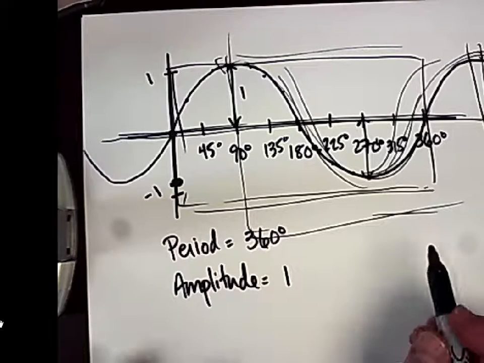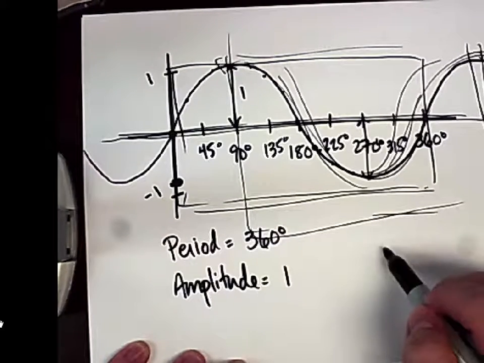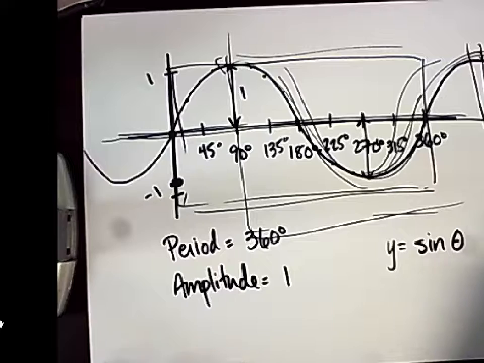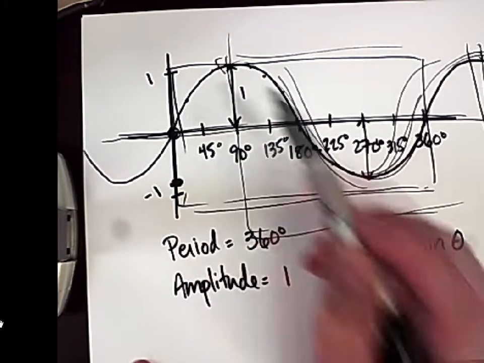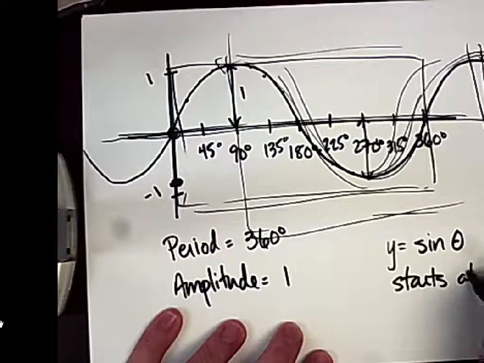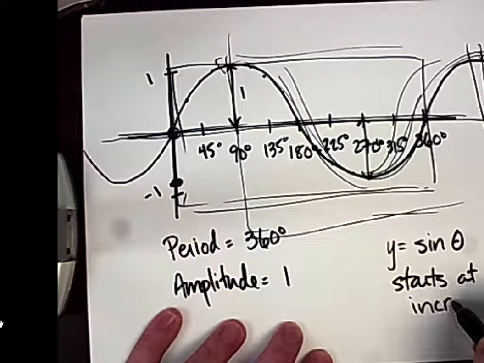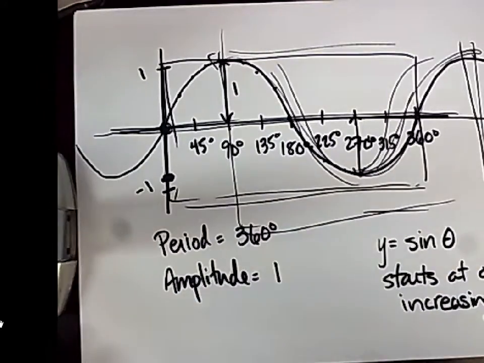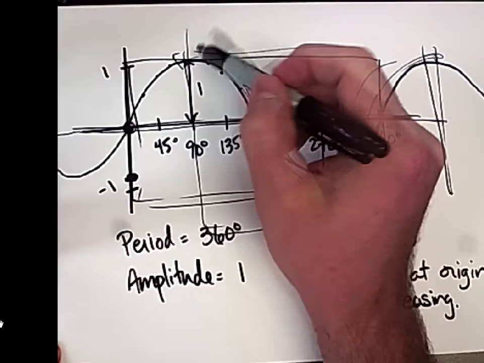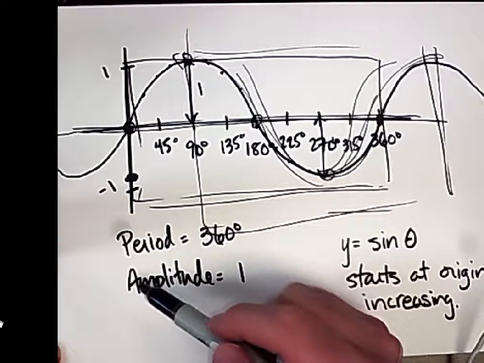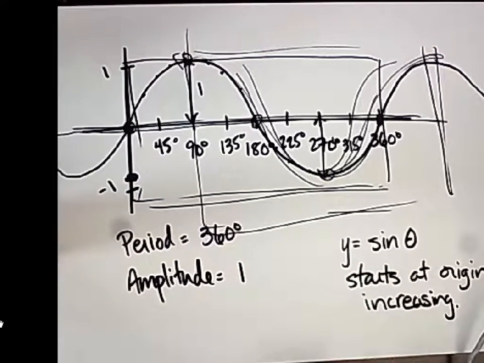Okay? So notice some things about sine. Where does it start? It starts at the origin, right? And it's increasing at that point. So when I graph sine, I say it goes middle, top, middle, bottom, middle, top, middle, bottom. Okay? Now cosine is going to be a little different.